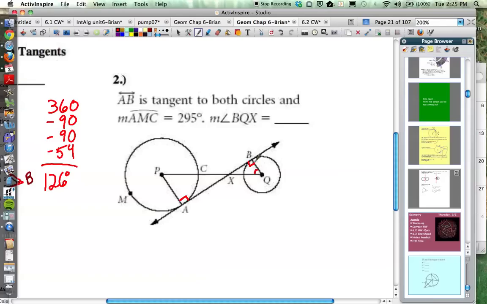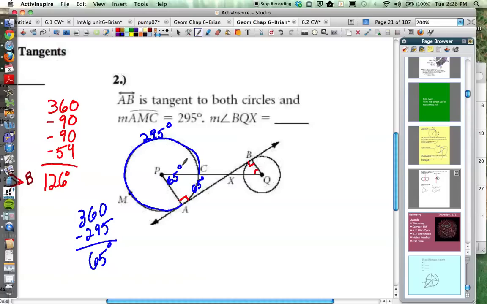Now, we also know that this entire arc, the major arc AMC, so A to M to C, all of that is 295 degrees. Well, what is left over? 360 minus 295 leaves us with 65 degrees. So this arc right here between A and C is 65 degrees. But remember, that means that the central angle is also 65 degrees.